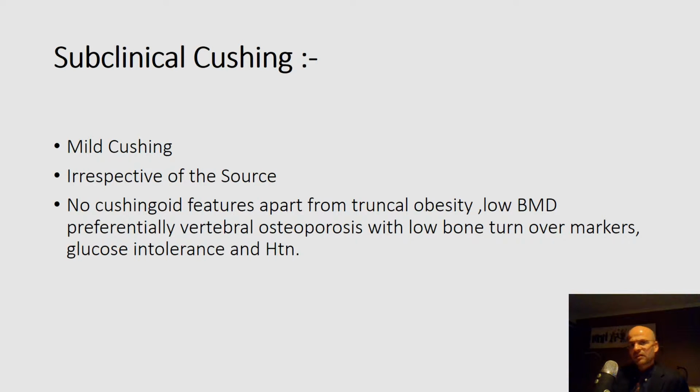So the first clinical entity is subclinical Cushing, and essentially it's a misnomer. It's simply mild Cushing. Irrespective of the source, be it from the adrenal gland or from the pituitary, the patient does not usually present with any cushingoid features apart from a bit of high BMI. They usually have metabolic derangement consistent with Cushing's, a bit of hyperglycemia or hypertension and or osteoporosis. Please take note, osteoporosis related to steroid or to cortisol is preferentially vertebral.